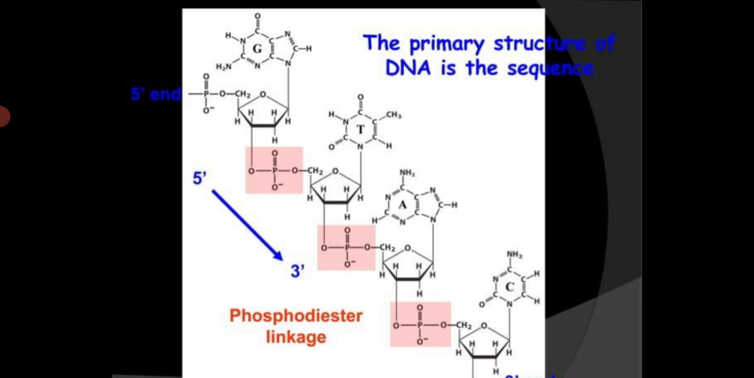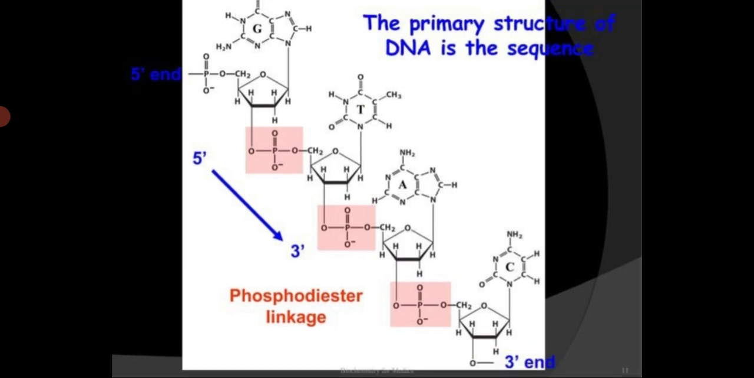So these ends are called the 5' end and 3' end. Towards the 3' end, an OH group is there. Towards the 5' end, there is a phosphate group, and these numbers are numbers of the carbon atoms of the deoxyribose sugar. And the two nucleotides are held together with the help of a bond, that is a phosphodiester bond.